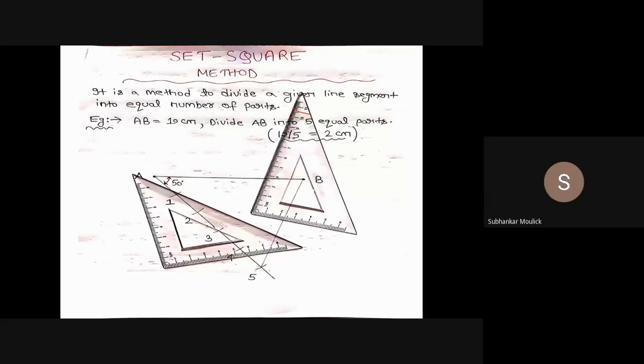Yes, this is 45, this is 90, this is 45, and this is 30, 60, 90. This is 90, this is your 60, this is your 30. So this is your 45, 45, 90 set square, and this is your 30, 60, 90 set square. You have to keep it exactly like this. Keep the 45, 45, 90 set square on the top part, and the 30, 60, 90 set square in the bottom part. You got my point?